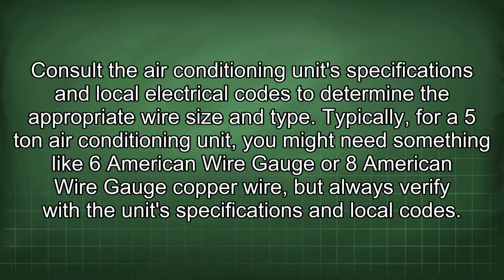Consult the air conditioning unit specifications and local electrical codes to determine the appropriate wire size and type. Typically, for a 5-ton air conditioning unit, you might need something like 6 American wire gauge or 8 American wire gauge copper wire, but always verify with the unit's specifications and local codes.